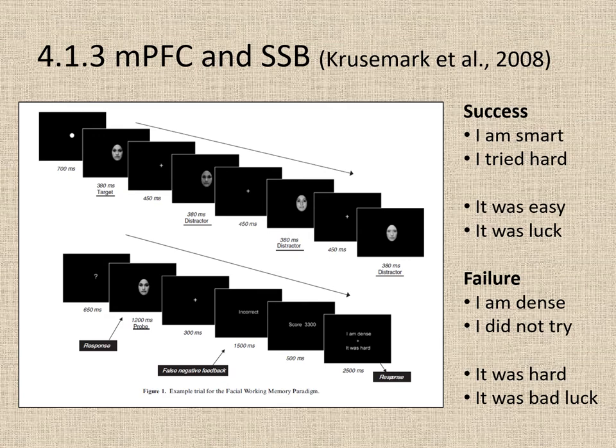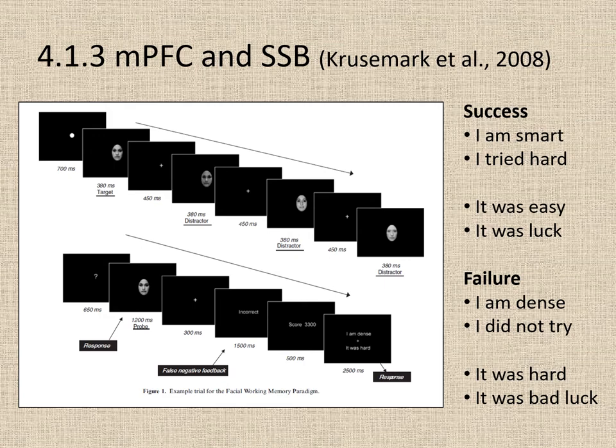Or, it was hard. So one of these is of course an internal explanation, I am stupid, and the other one is external, the task was difficult. So if it's a failure, they get to choose between one of these internal, I am dense, or I did not try, and one of these external, it was hard, or it was bad luck. If they get the information that they were correct, it was success: internal, I am a smart person, I tried very hard, or external, it was easy, it was luck.